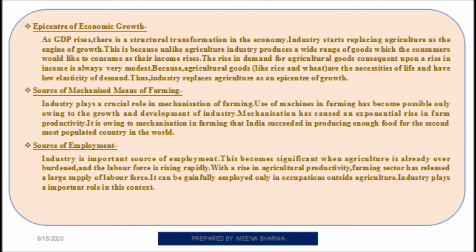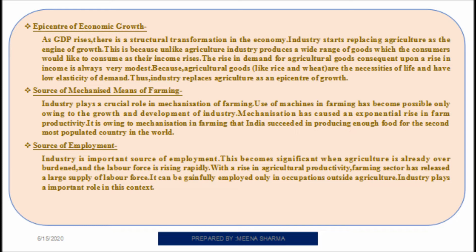Second point, source of mechanized means of farming. Industry plays a crucial role in mechanization of farming. Use of machines in farming has become possible only owing to the growth and development of industry. Mechanization has caused an exponential rise in farm productivity. It is owing to mechanization in farming that India succeeded in producing enough food for the second most populated country in the world.